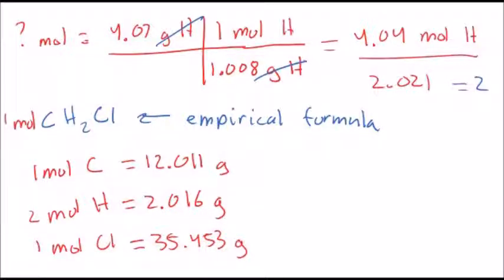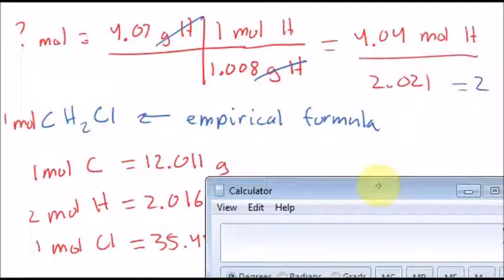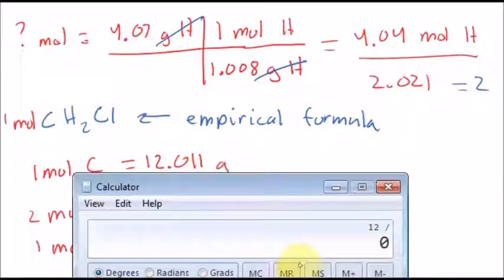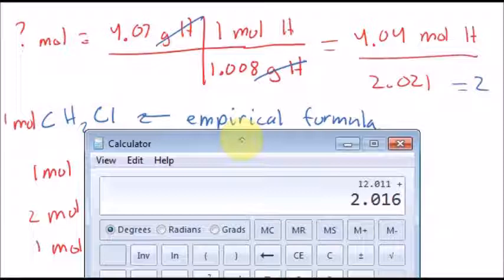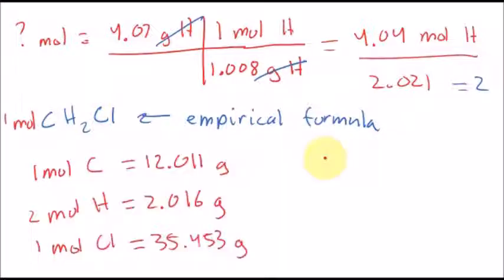And then we can add this up to get the molar mass of our empirical formula here. Let me clear the calculator. 12.011 plus 2.016 plus 35.453, and we'll get a total of 49.48. Okay, so the molar mass of our empirical formula here is 49.48 grams per mole.